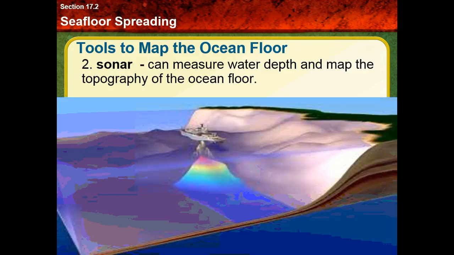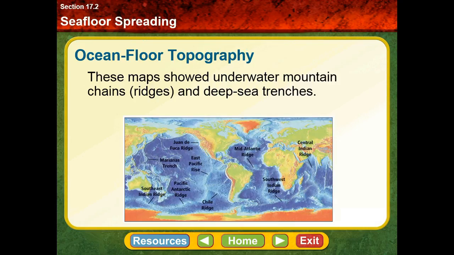Sonar is the other way. So sonar, once again, they're pointing those sound waves down, and they can measure the depth, and they can see where the mountains and the valleys and all that kind of cool stuff was underneath the ocean floor. And as a result, what they came out with was not flat, right?